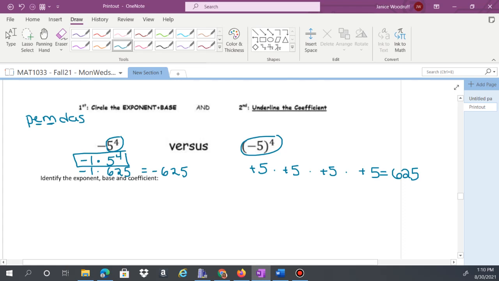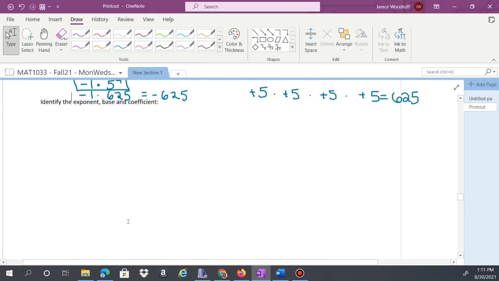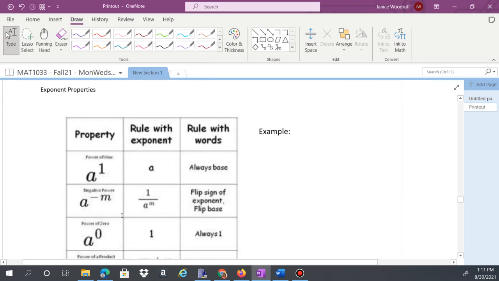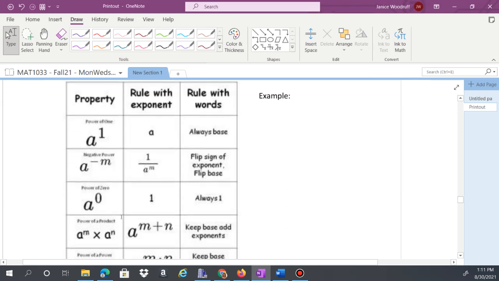Now let's talk about our properties. You've got some rules with exponents. First is the power of 1. Anything to the first power is just itself. So for example, 5 to the first is just 5.